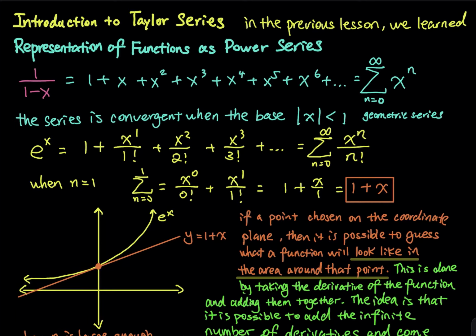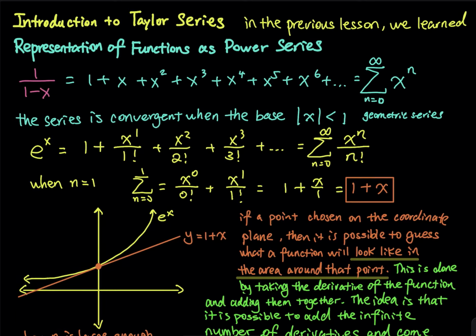What happens when n is equal to 1? The series goes from 0 to 1. When n is equal to 0, you have x raised to the 0 power divided by 0 factorial, which is 1 over 1, since 0 factorial is equal to 1. So you have a 1. When n is equal to 1, you have x raised to the first divided by 1 factorial.